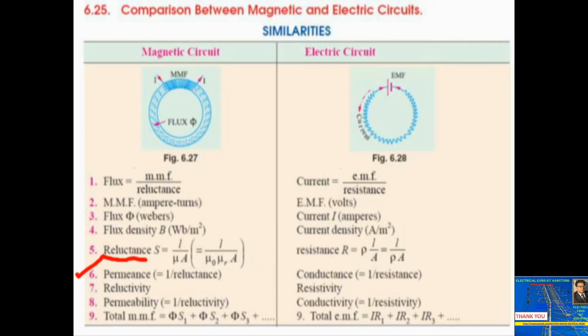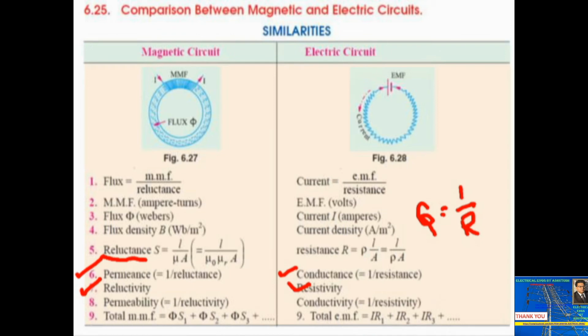So permeance is 1 upon reluctance, and just like conductance G, you see G is equal to 1 upon R. G is conductance and R is the resistance, so these are inversely proportional. Point 7: reluctivity will be there here, and resistivity will be there in the electric circuit. Then point 8: permeability is equal to 1 upon reluctivity. In an electric circuit, conductivity is equal to 1 upon resistivity.